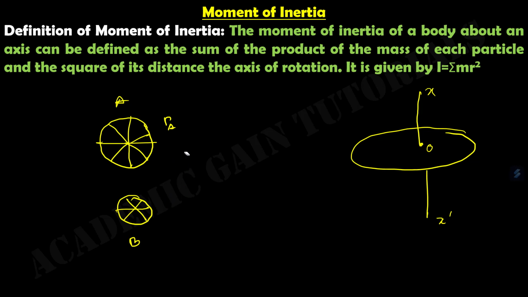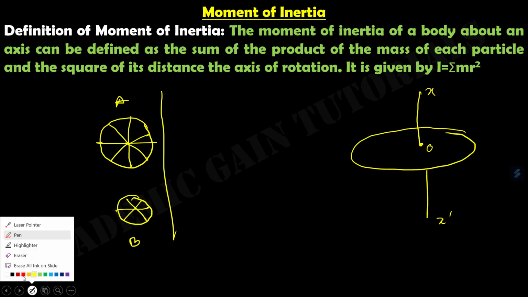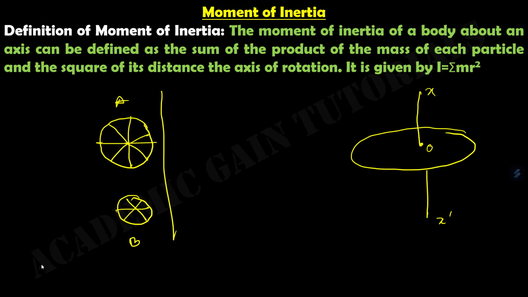If we go to the definition of inertia, the moment of inertia of a body about an axis can be defined as the sum of the product of the mass of each particle and the square of its distance from the axis of rotation. It is given by I equals summation of m r square. Now we will discuss what this m r square is.